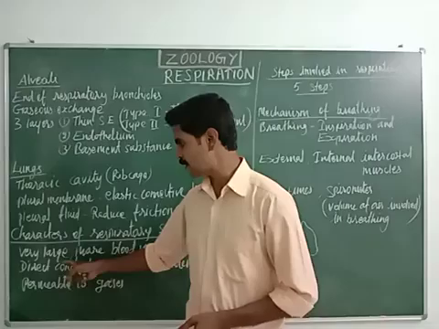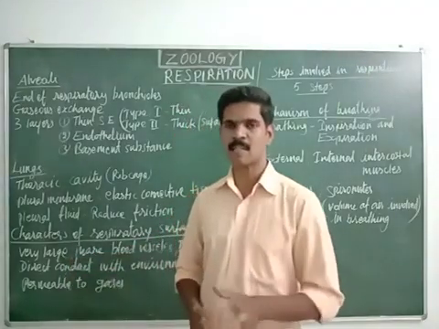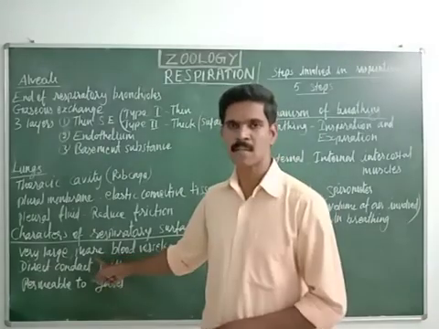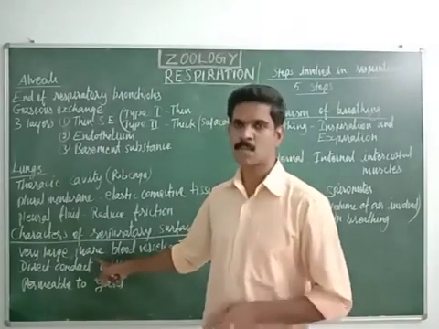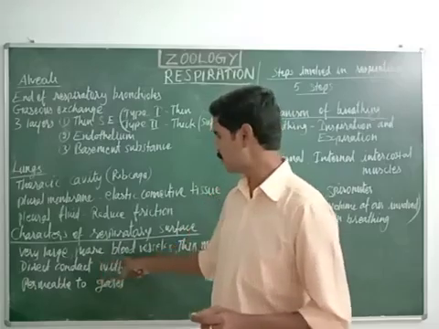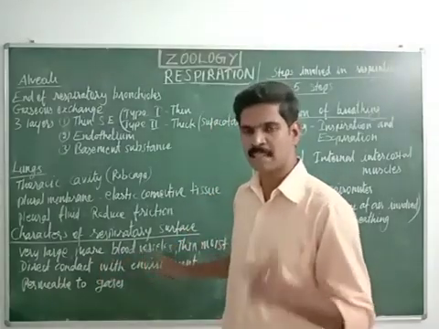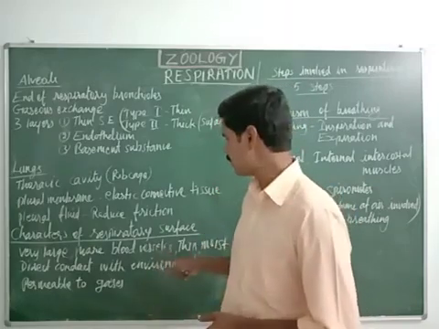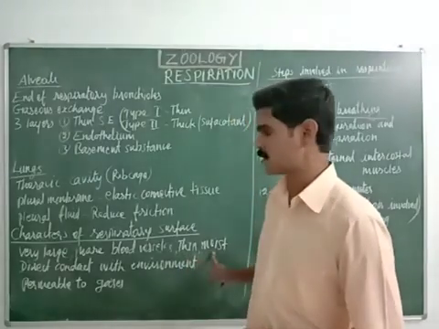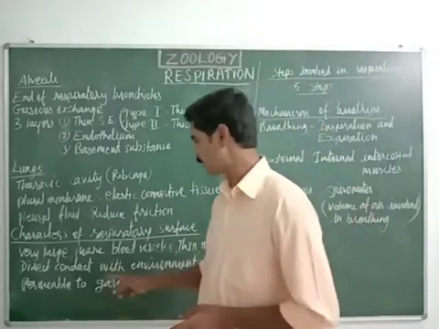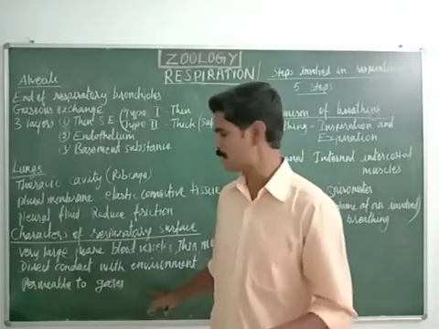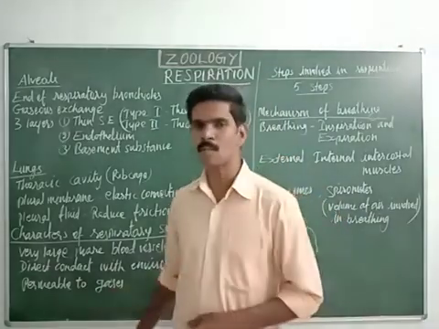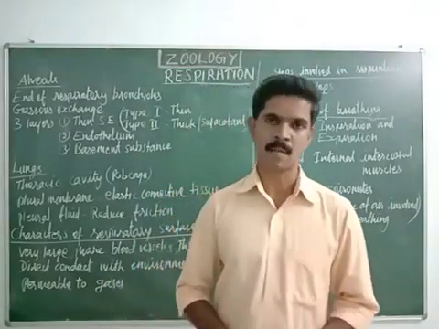See, the respiratory surface should be very large. The first character is that it should be very large, and the second character is that it should be connected with more blood vessels. It should be very thin and always in moist condition. It should be in direct contact with the outer environment. And the last character is that it is permeable to respiratory gases like oxygen and carbon dioxide.